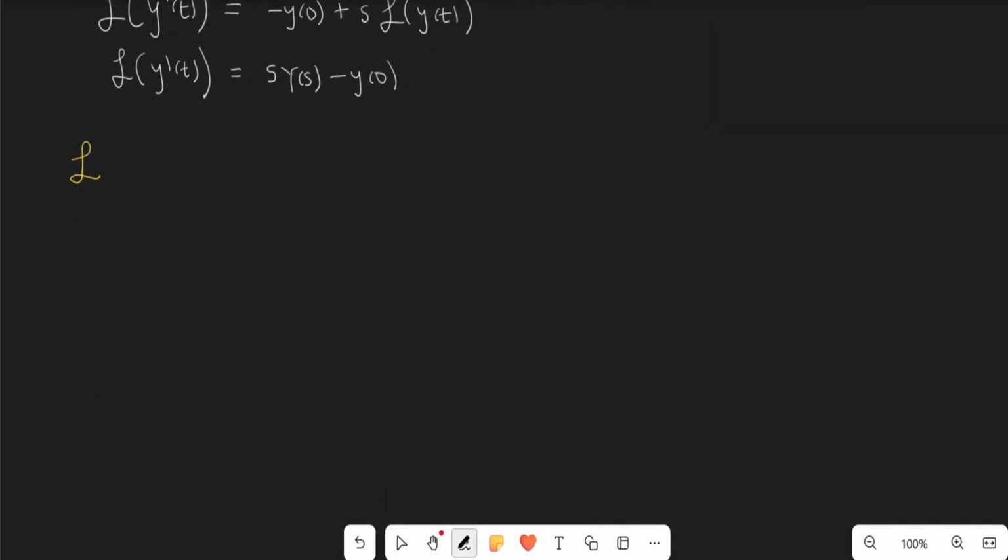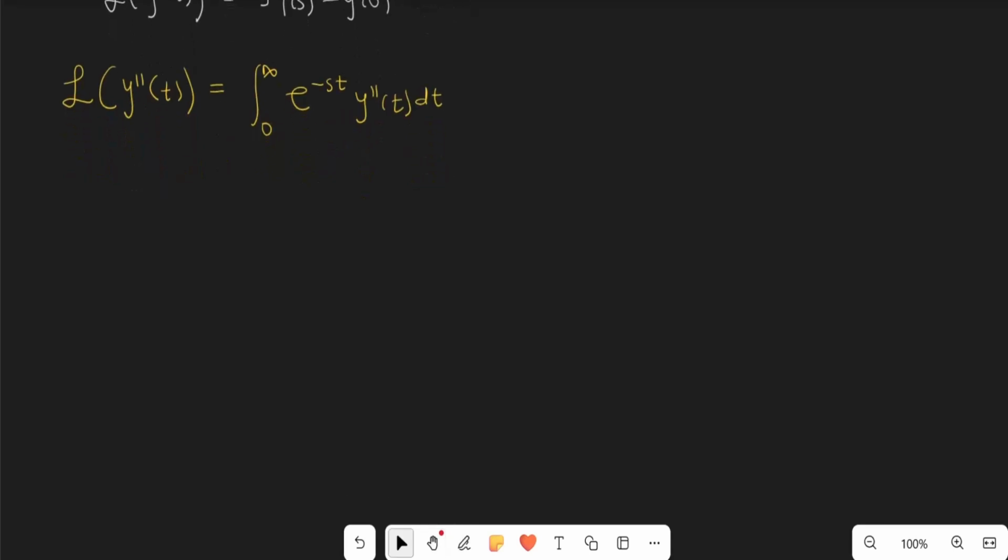So we want to find the Laplace transform of the second derivative of a function, that is y prime prime of t. And this is equal to the integral from 0 to infinity of e to the negative st, multiplied by what we are seeking to transform, the second derivative of the function y of t. Cool stuff. Now what can we do here? We have to integrate this one. That is obvious. To integrate that, we have to use integration by parts.